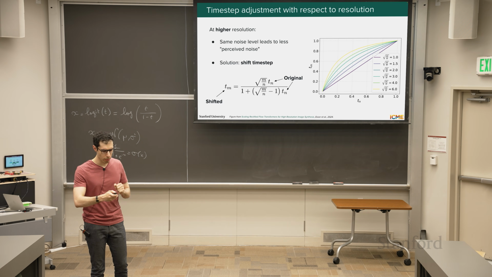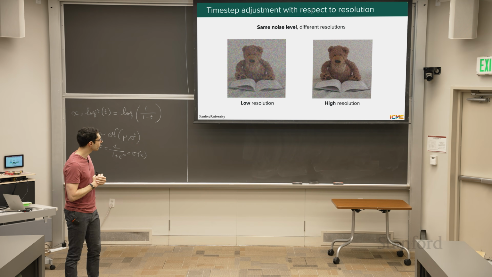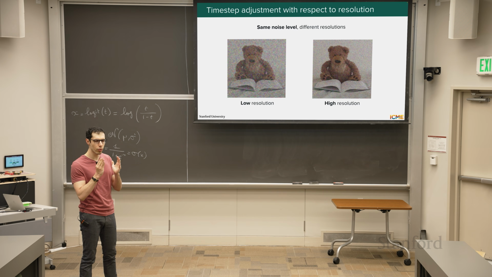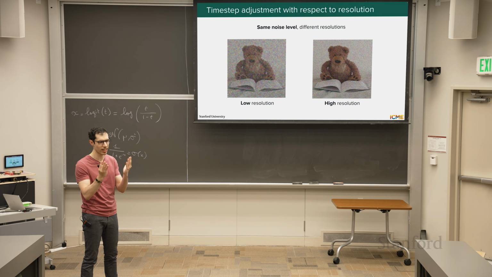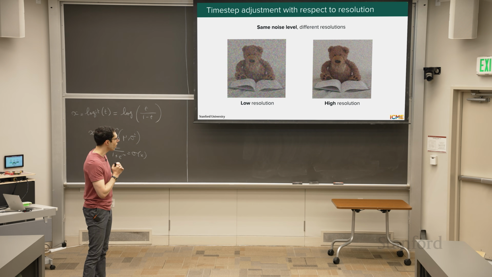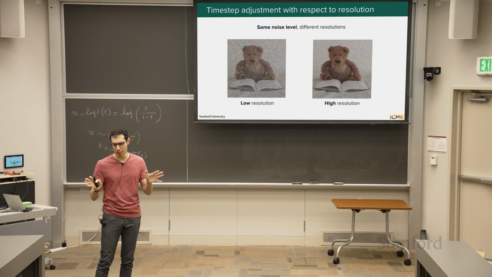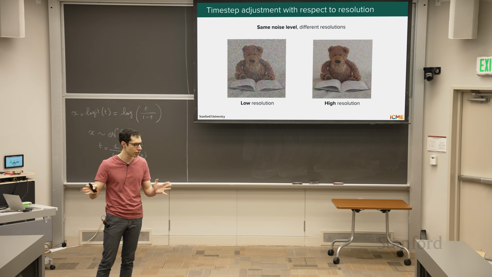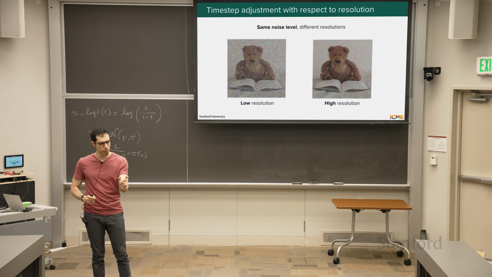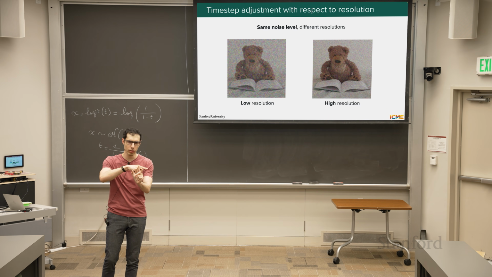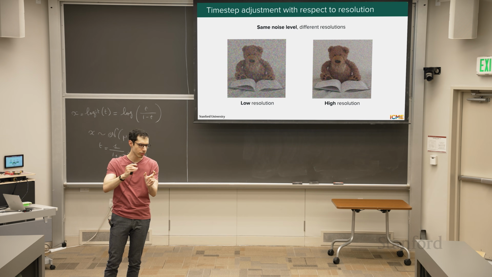I just want to pause on this concept for a second. Why would a low resolution image be perceived as more noisy than a high resolution one for the same noise level? Why would you have to do that? Well, there's one thing with images, which is that they have a lot of spatial correlation, meaning for a given pixel, you are very likely to have pixels around it that have the same value or the same color.